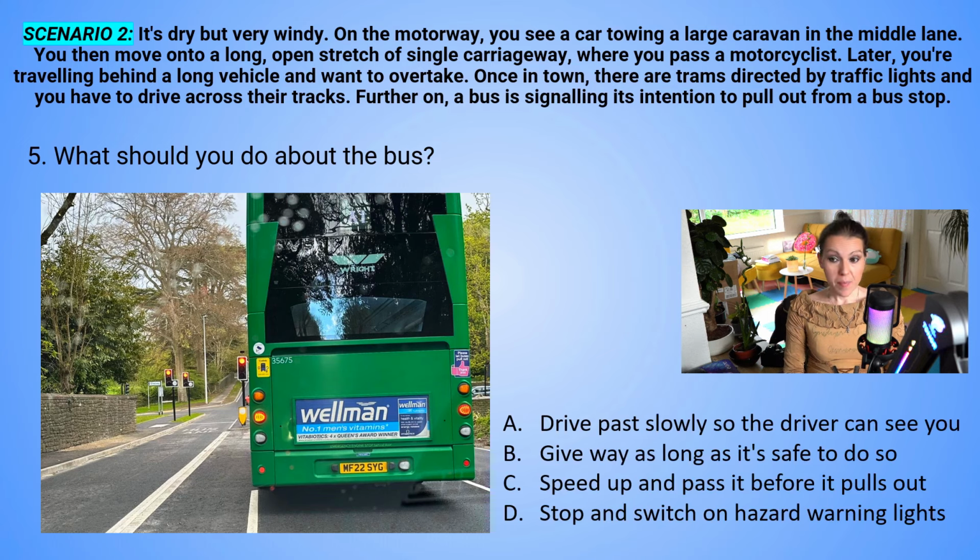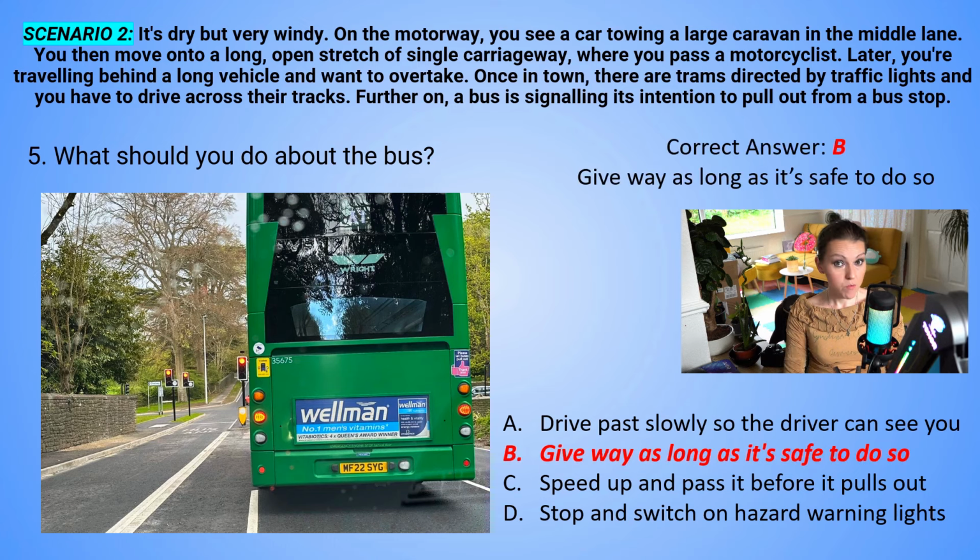A. Drive past slowly so that the driver can see you. B. Give way as long as it's safe to do that. C. Speed up and pass the bus before it pulls out. Or D. Stop and switch on the hazard warning lights. And the correct answer is B. Give way as long as it's safe to do so.